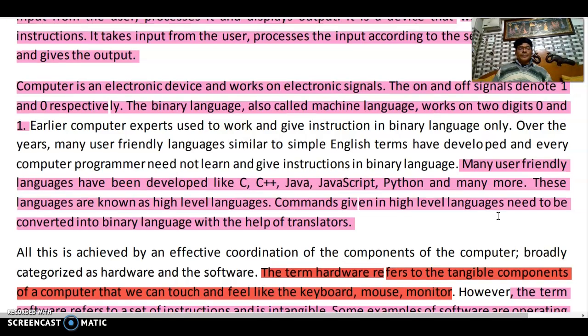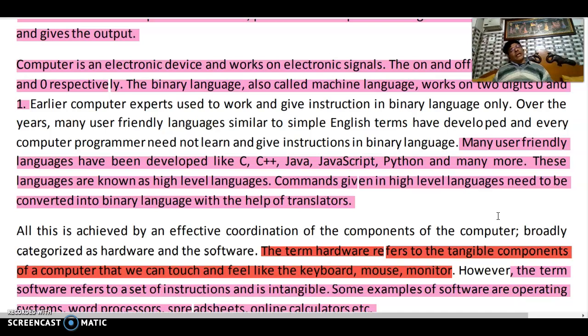Okay, now, so far I have talked about the components of a computer, like input device, output device, processing device. What is a computer? It is an electronic device which works on electrical signals. It understands 0 and 1. Then a computer also has a hardware part. The term hardware refers to the tangible components of a computer, which we can touch and feel, like the keyboard, mouse, monitor. These are the hardware part.